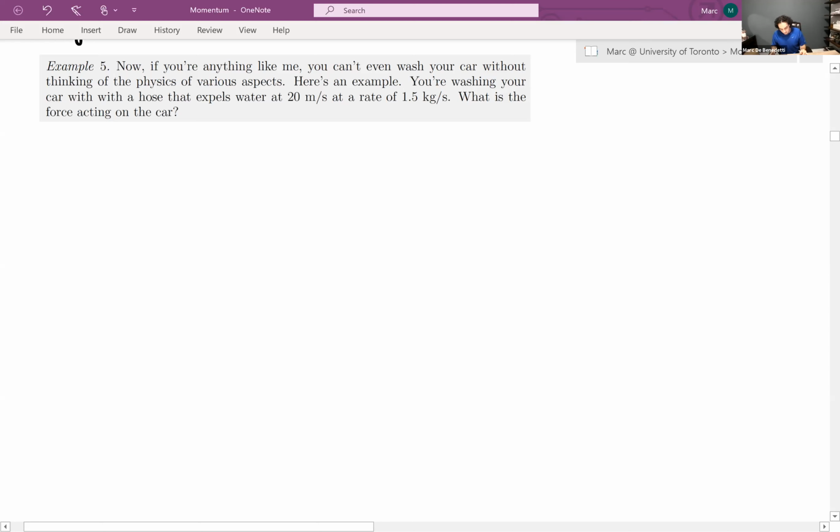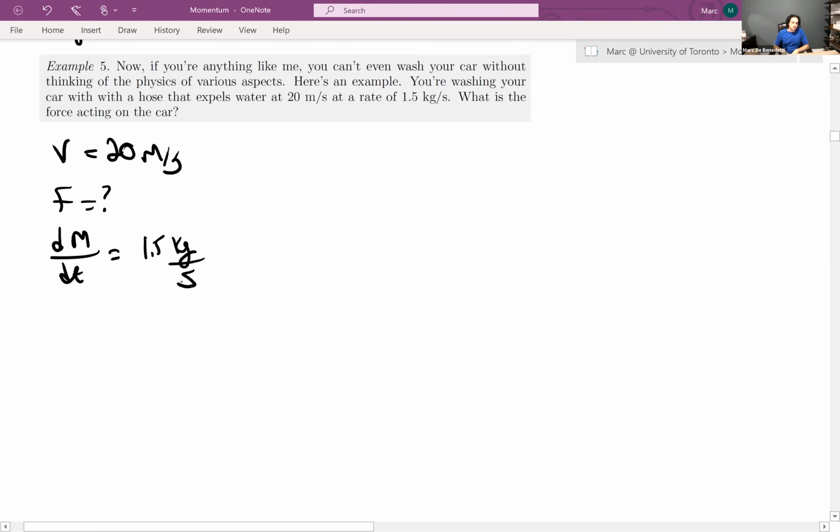Again, true story. You're washing your car with a hose that expels water at a velocity of 20 meters per second, at a rate of 1.5 kilograms per second. What is the force acting on the car? This one is interesting. They're telling you that the derivative of mass with respect to time is 1.5 kilograms per second. Now, this isn't quite rocket physics, it's not like we're using up that mass. This is just telling you how much mass of water is flowing out of the hose. It's a flow rate. Think of fluids.